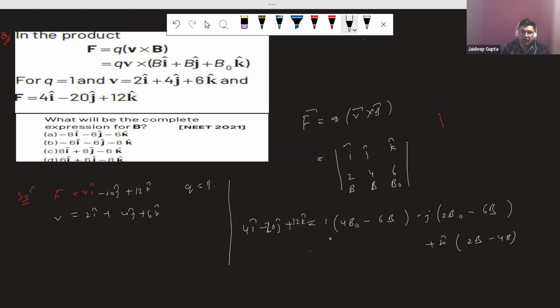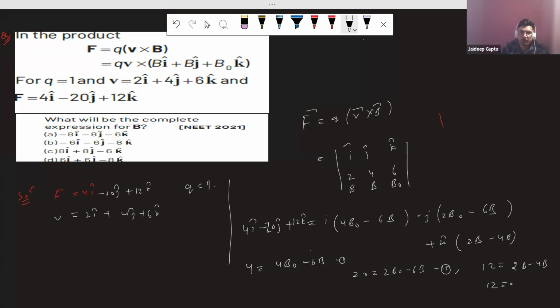Now both the vectors are equal, so i components must be equal to i components, j component must be equal to j component, and k component must be equal to k component. So 4 must be equal to 4 B naught minus 6 B. This is the first equation. The second is 20 equals 2 B naught minus 6 B. And the third equation is 12 equals 2 B minus 4 B.